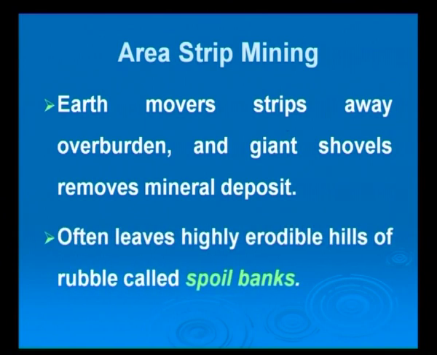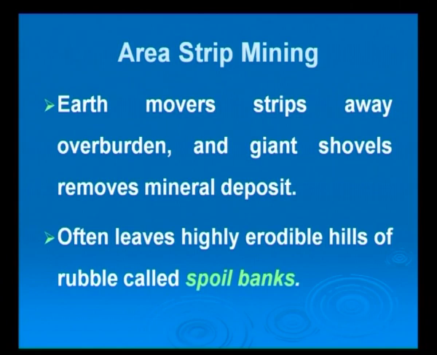And the second one, that is area strip mining, and the earth movers strip away overburden and giant shovels remove the mineral deposit, and often leave highly erodible hills of rubble called spoil banks. So, in this, earth movers are stripping away the overburden. That means, suppose at a particular place the material or the ore is available, then first of all strips are made and the overburden is removed, and then the shovels take the ore.